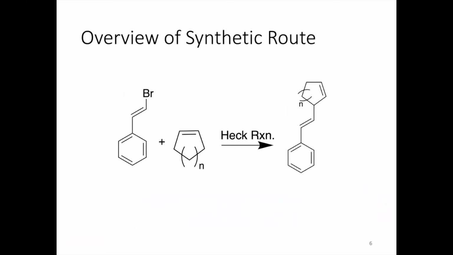So the overview of the synthetic route is pretty simple. We purchase beta-bromostyrene. It's commercially available as a mixture of isomers. So we isomerize it and use the trans, and we add a cyclic olefin, which are also commercially available. So something like the cyclopentene that I was talking about earlier. And we conduct a Heck reaction, which is in short a palladium cross-coupling reaction. And we end up with the chain transfer agent, depending on what n is. And in our case, it is 1, 3, and 4.